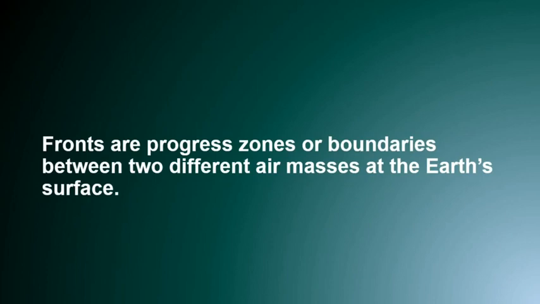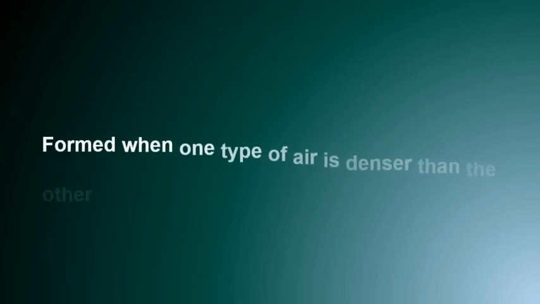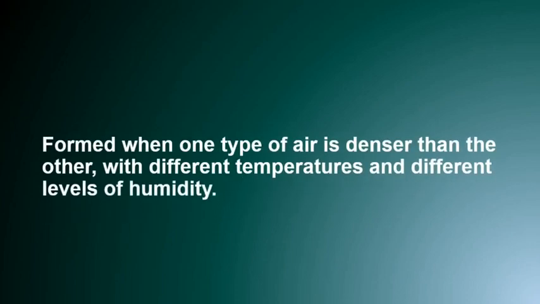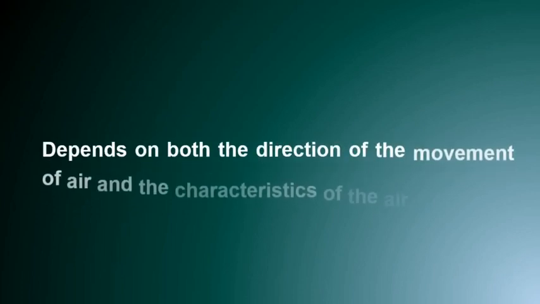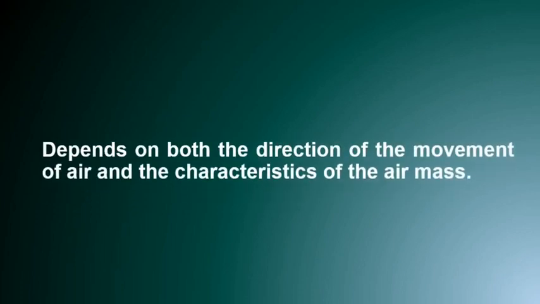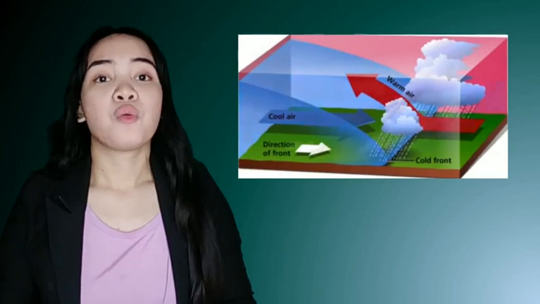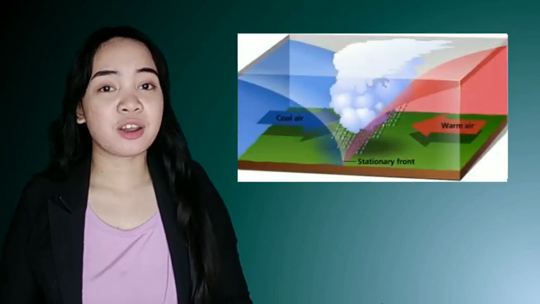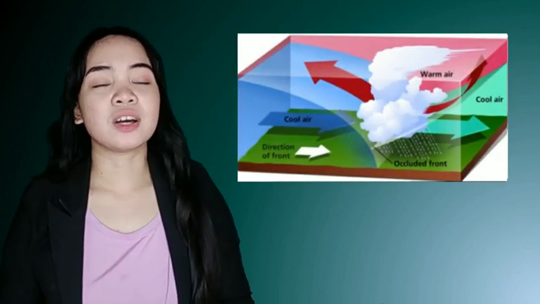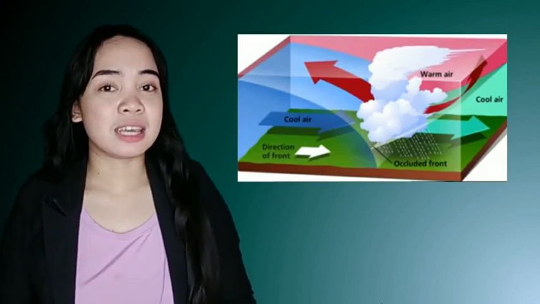It is formed when one type of air is denser than the other, with different temperatures and different levels of humidity. The type of front depends on both the direction of movement of air and the characteristics of the air mass. The different types of fronts are cold front, warm front, stationary front, and occluded front. Let's dig deep into these types of fronts.